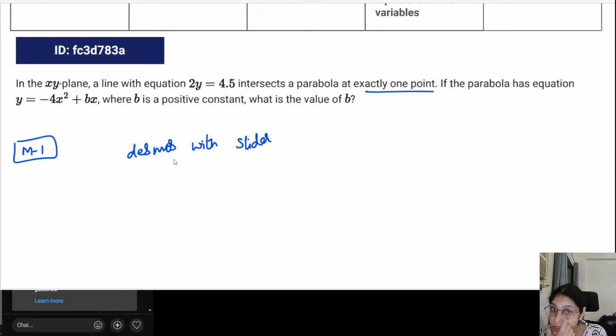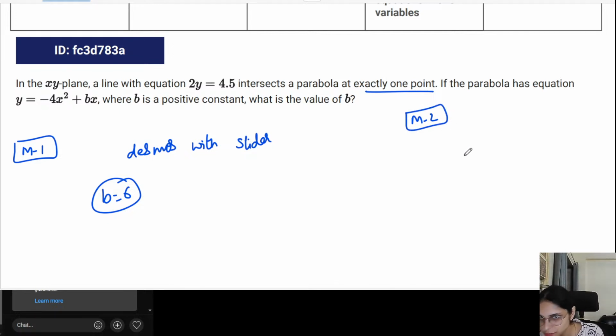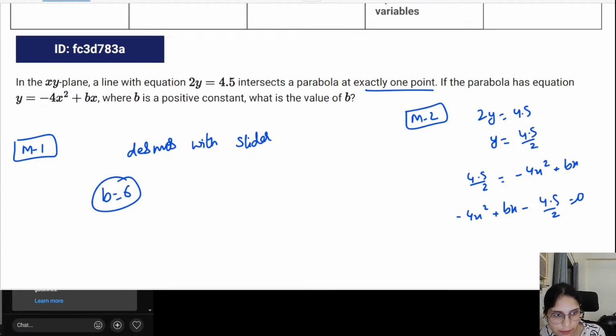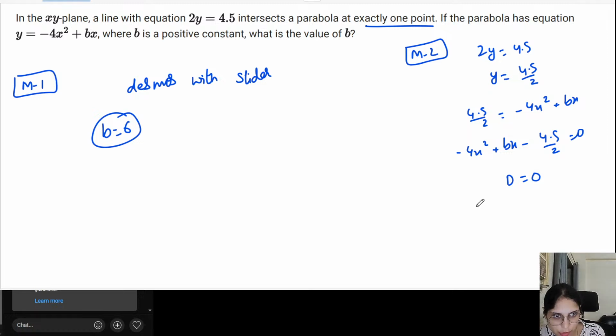The value of b is going to be 6 using the slider. Method 2 is 2y is 4.5, so y is 4.5 over 2. Negative 4x squared plus bx. This is actually negative 4x squared plus bx minus 4.5 over 2 is equal to 0. We're looking for exactly 1 point, so the discriminant has to be equal to 0. So b squared minus 4ac equals 0. I know this is looking like we're doing a lot of things, so yeah, you can use a slider in these kind of questions.